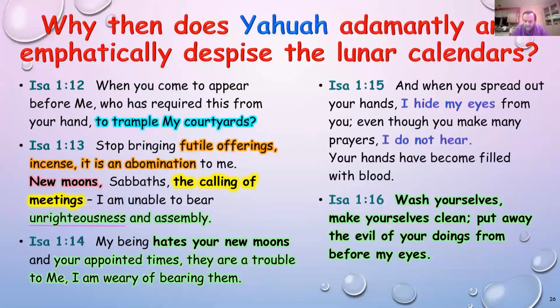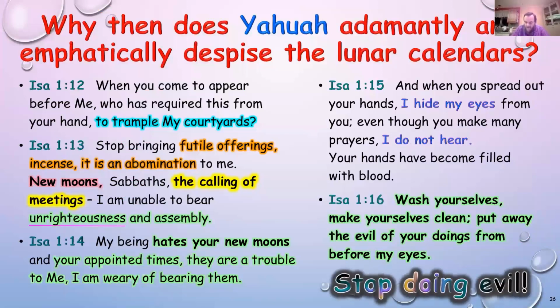His next comment in verse 16, wash yourselves, make yourselves clean. Put away what? The evil of your doings from before my eyes. And the last 3 words of the verse, stop doing evil. Isn't that an incredible summary for the lunar system of worship?